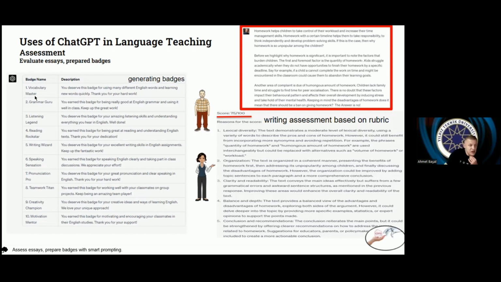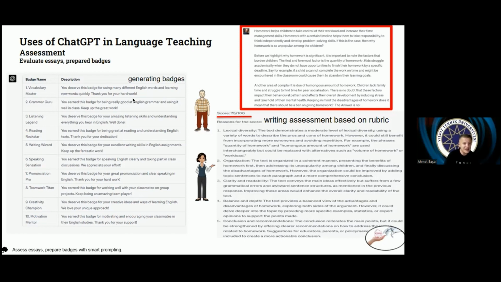For instance, when you want to give a student the vocabulary master badge, ChatGPT also generates the description of the badge. You deserve this badge for using many different English words and learning new words quickly. Thank you for your hard work. And I also conducted a study on the effect of using badges on the motivation of students, and it was published by an SSCI index journal, and it's really good.